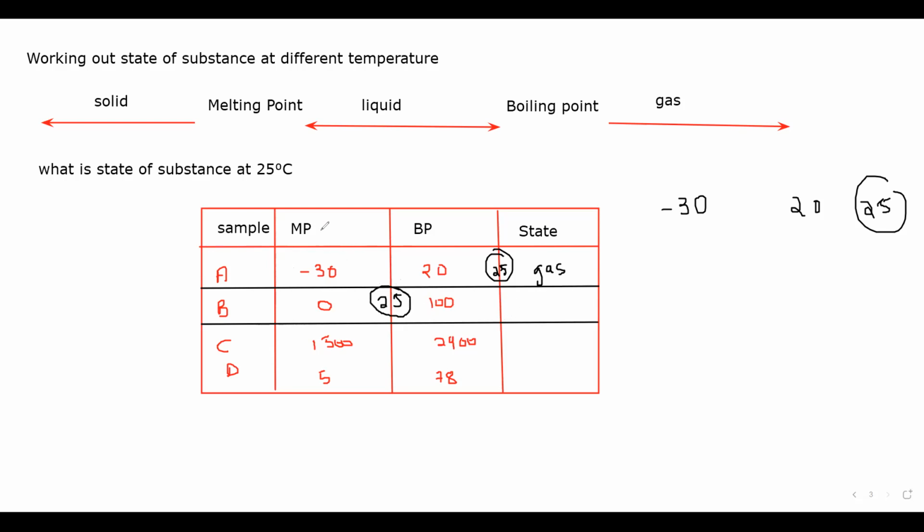So if the temperature is between the melting and the boiling point, what will be the state of the substance at 25 degrees centigrade? That substance will be a liquid. If it is before the melting point, then it will be solid. When the temperature is between the melting and the boiling point, the substance is liquid. If it is before the melting point, the substance will be a solid.